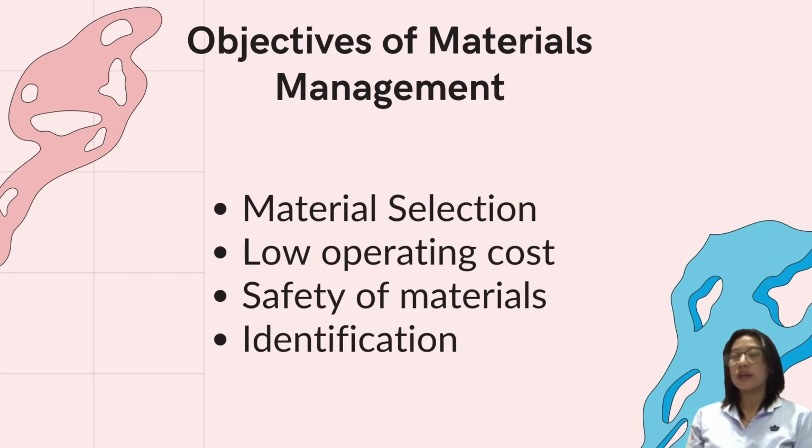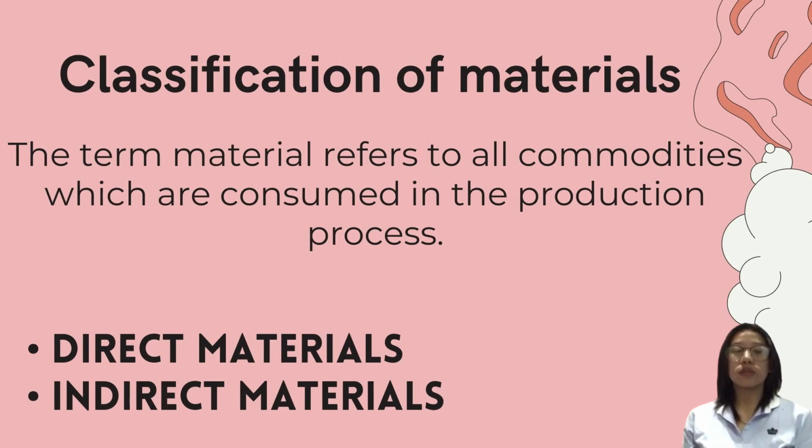Objectives of materials management: 1, material selection; 2, low operating cost; 3, safety of materials; 4, identification. Classification of materials. The term materials refers to all commodities which are consumed in the production process. 1, direct materials; 2, indirect materials.